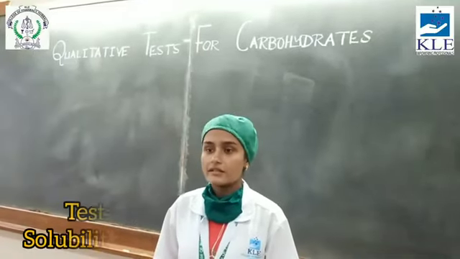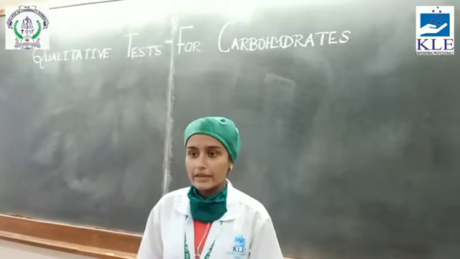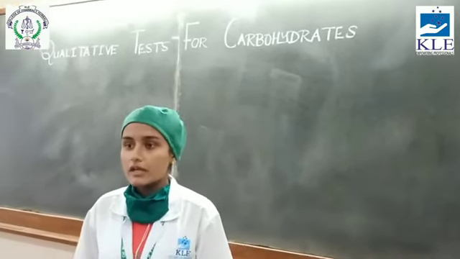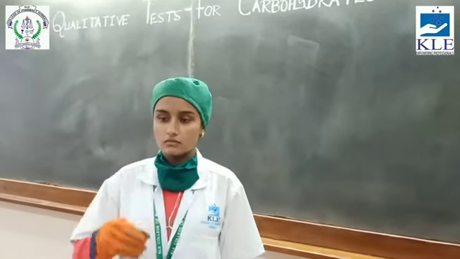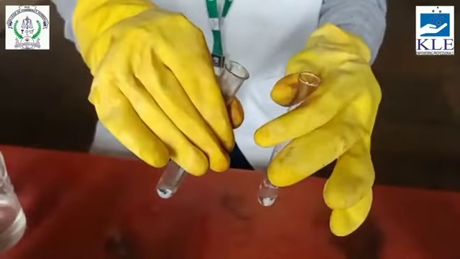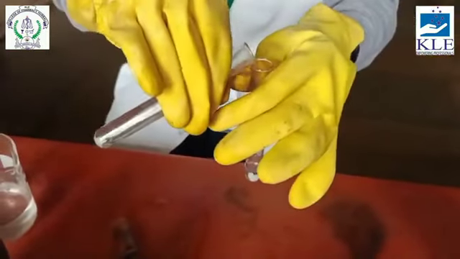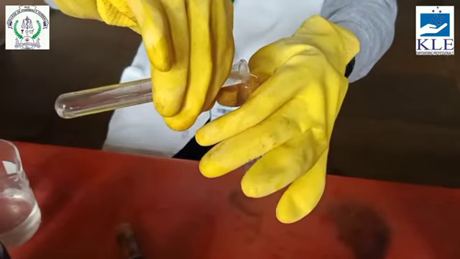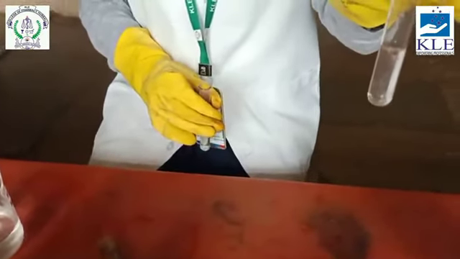Solubility test. Few mg of sample plus 2 ml of water. While observing it, soluble in water. Inference indicates the presence of monosaccharide and disaccharide. In the second test, solubility test, we will be adding 2 ml of water to 2 ml of the sample solution. As we can see, it's soluble in water.